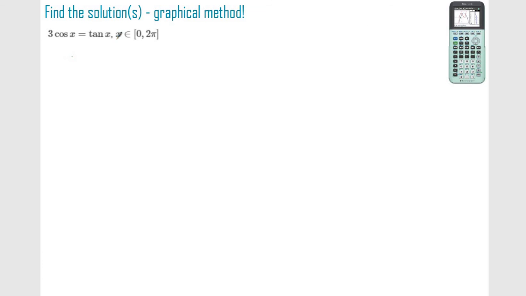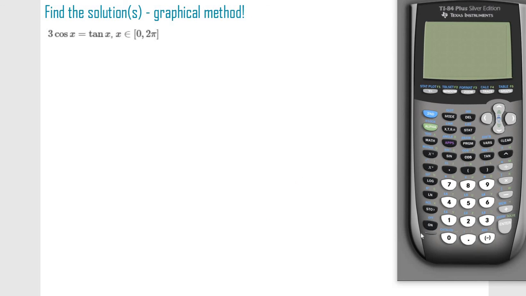All right, so for this one, we want to solve it by graphing. So you want to get out your graphing calculator, clear all that out. Here we want these equations, both the left and the right side, to be equal. So I'm just going to plug in each side: 3 cosine x, and then tangent x for the other equation, and then I'm going to see where they intersect. Okay, that's my goal here.